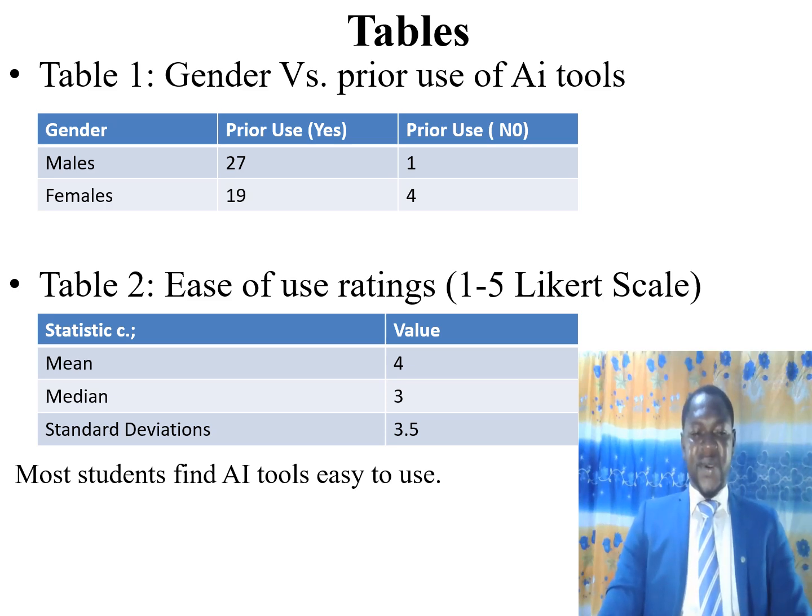Then also on the perceived ease of use of AI tools, it was on a Likert scale rating from 1 to 5, and from SPSS, that's the statistical tool, the mean is 4, the median 3, and the standard deviation is 3.5, showing that there is ease of use of ChatGPT among students.